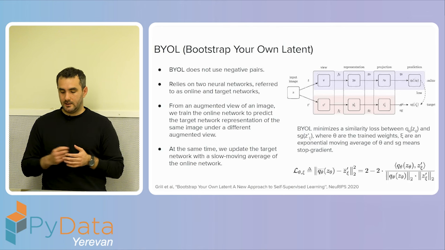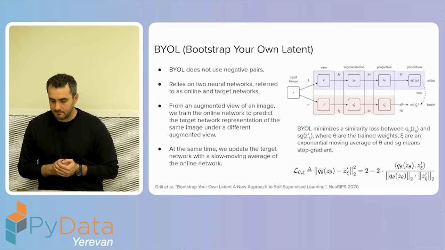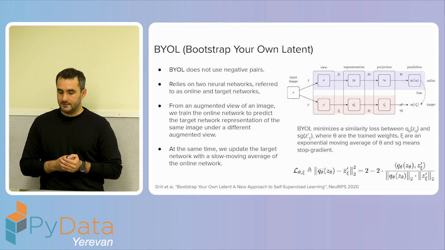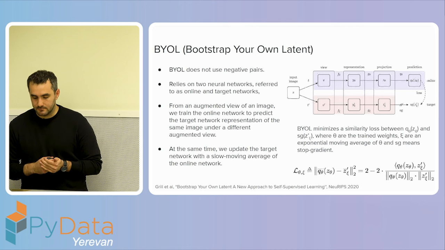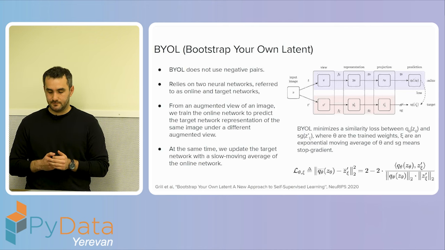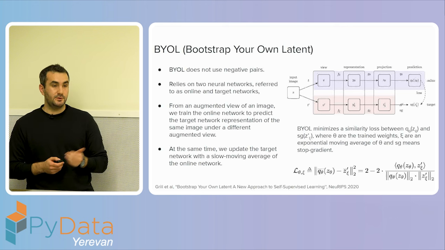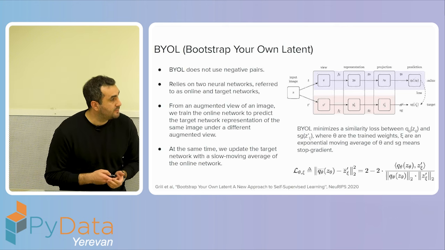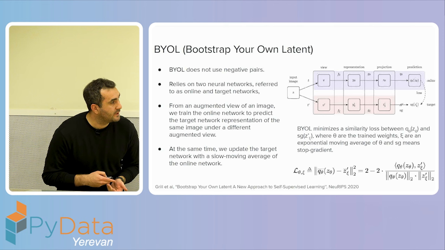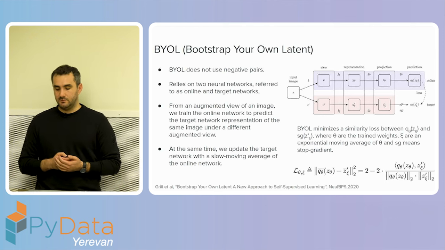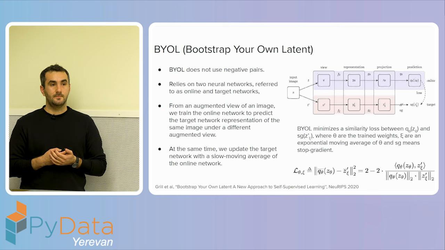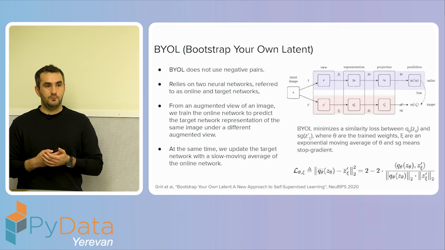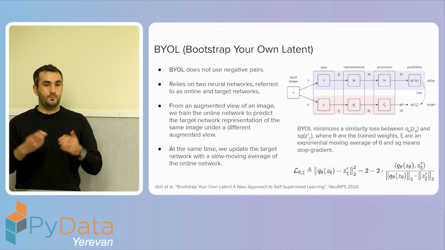So we apply F, and then we obtain the representations, and then we apply the projection. So this is exactly similar to what we had. And then on top, let's say we also have another small network that gives us prediction. So here, this is very similar to what we had, but the difference would be that in the bottom, we have this stop gradient, which basically means that when we train this network, the gradients don't pass through the bottom part. Okay, so we don't really train the bottom part, and we update the parameters by looking at the top part.